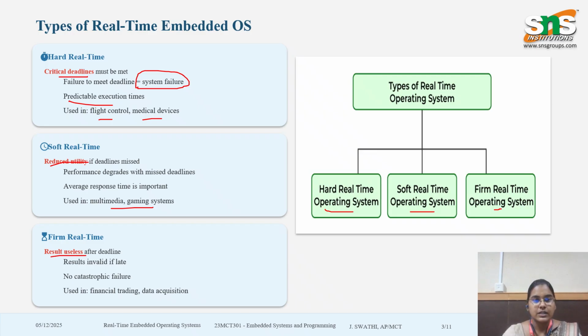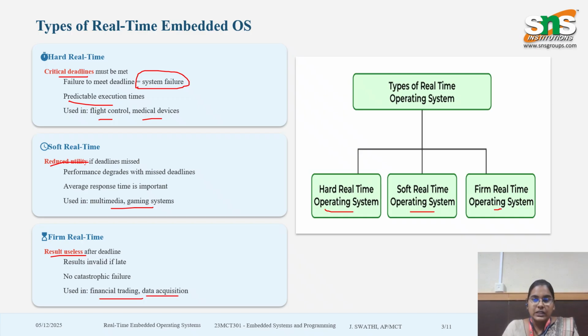The next one is result useless. Here, firm real time means the result is useless after the deadline. If it comes after the deadline, the result is useless, and it is used in financial trading and data acquisition. I am just giving three examples for it. Hard real time is medical devices.